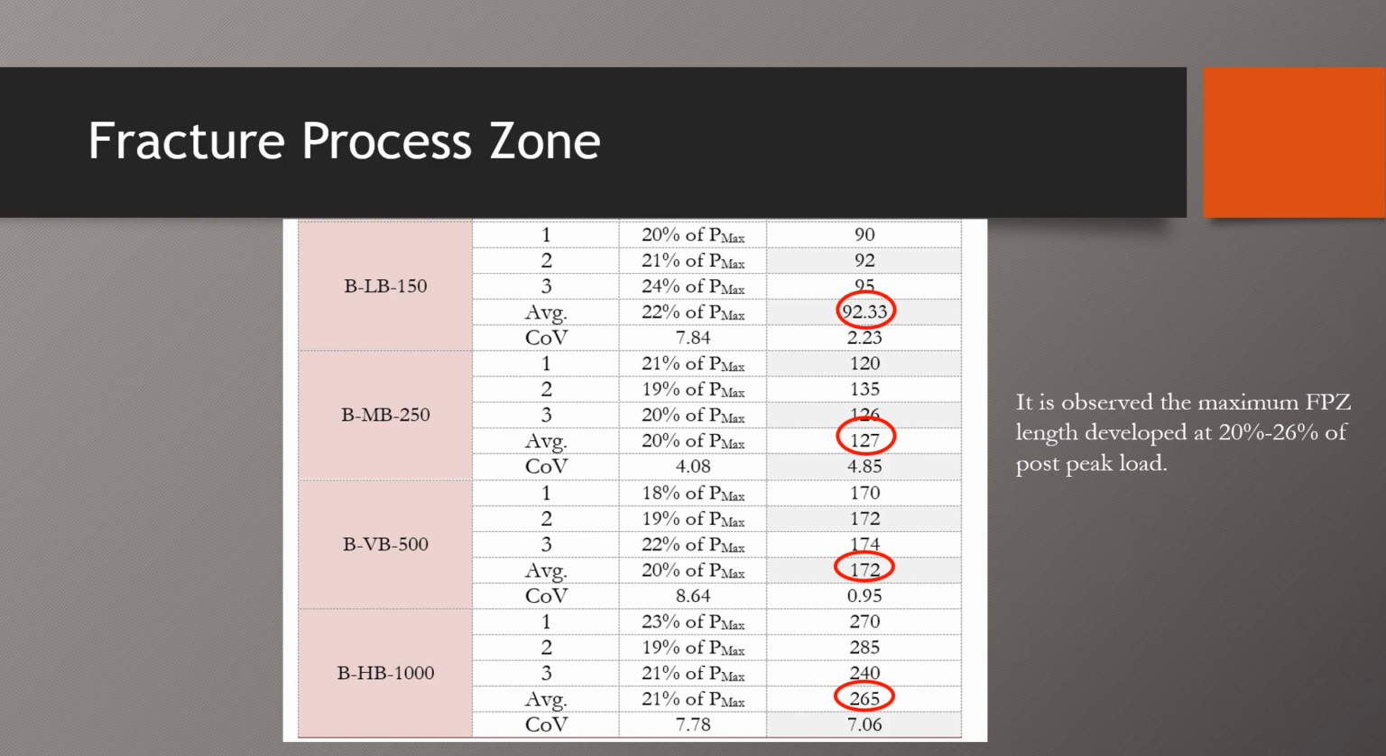Similarly, for different sizes of beams, 150 mm, 250 mm, 500 mm, 1000 mm, we can observe the fracture process zone as 92.33 mm, 127 mm, 172 mm, and 265 mm respectively. And also what we can observe, maximum fracture process zone length developed between 20 to 26 percentage of post peak slope.